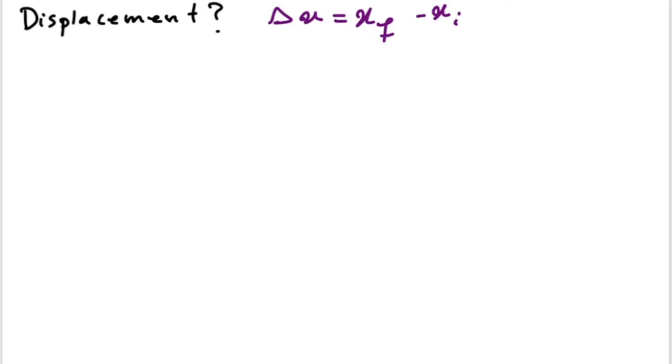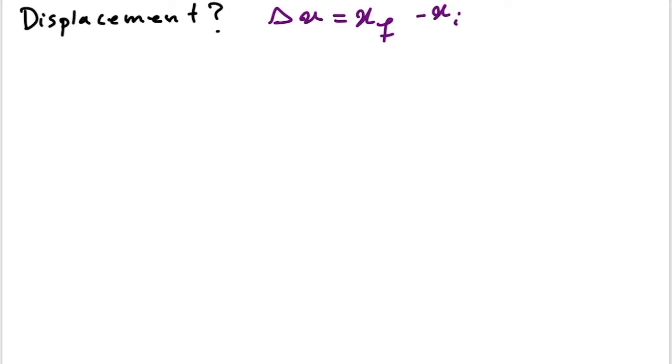What is displacement? Displacement is the change in position of an object, and it is shown by del x equal to xf minus xi. xf is the final position and xi is the initial position.